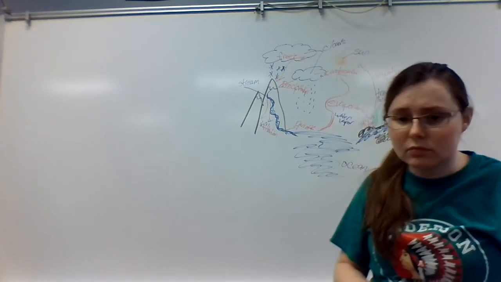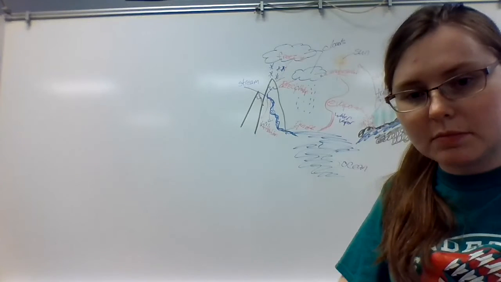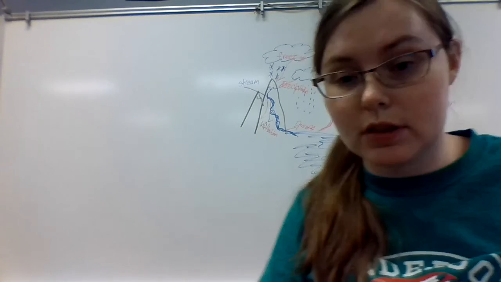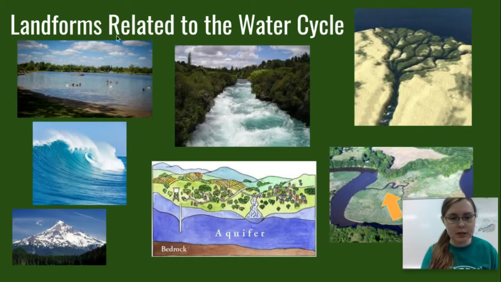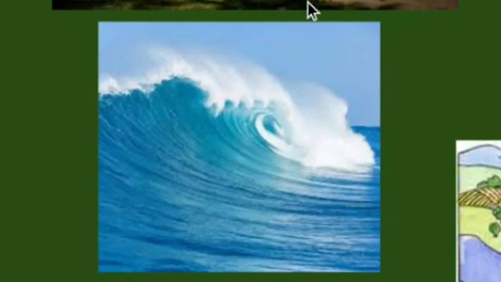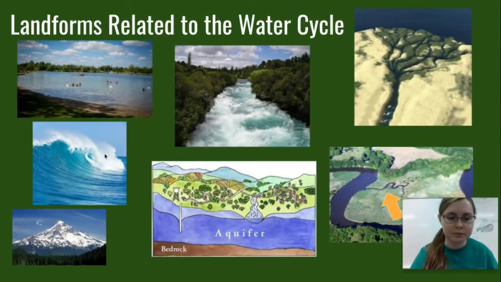So I have a little diagram here of many parts of the water cycle. I'm going to look at landforms that are related to the water cycle, okay? So right up here in this top corner, we have a lake. So we're fairly familiar with lakes here in the Midwest. There's lakes lots of places in the Midwest, and lakes generally are full of fresh water, but there can be salt water in some lakes around the world.